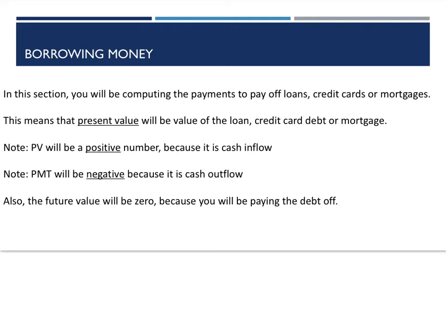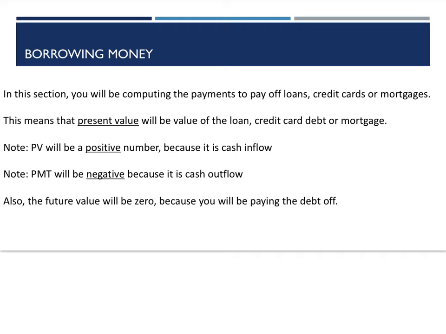Present value will be however much the loan was for, whether it was for a student loan, a credit card, a mortgage, a car, it doesn't matter. But that is money that we are actually receiving. When we borrow money, even if it just passes through our hands in seconds, we receive the money on our behalf. So present value is positive because it's a receipt.